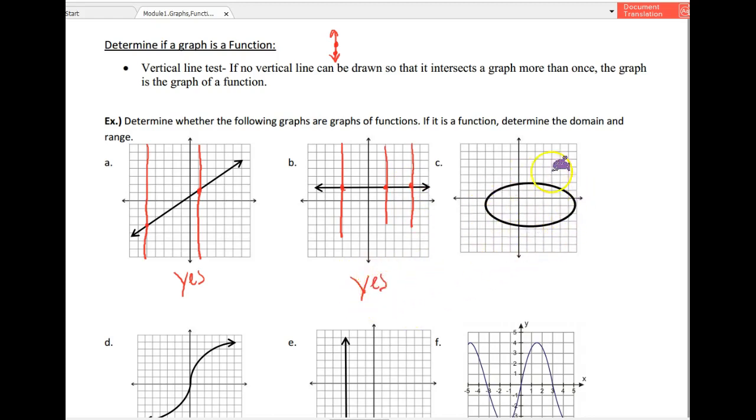Over here I have an ellipse. If I draw a vertical line through the ellipse, wait a second, I see 2 points touching that vertical line. No, this is not a function. For that one x value, going through x equals 2, it would go to positive 2, and to about 4.5. So that one x value has 2 different outputs, not a function.